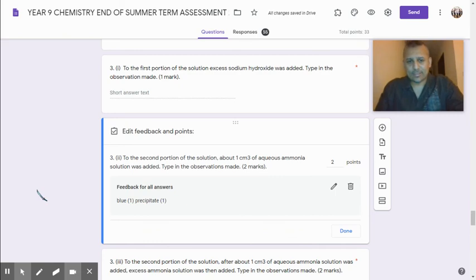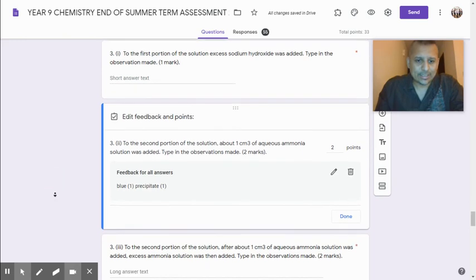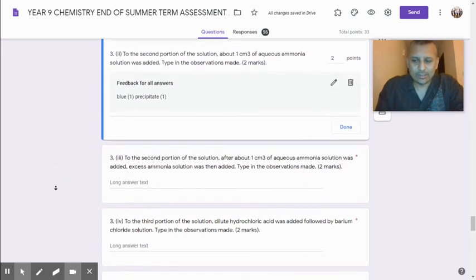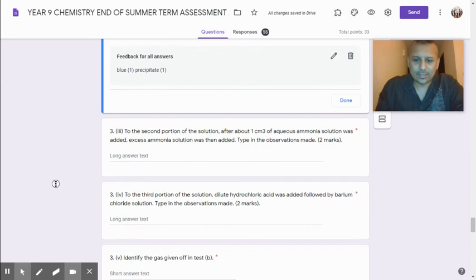In the next question, you add a small amount of aqueous ammonia solution, and the hydroxide ions that are naturally present in ammonium hydroxide, which is aqueous ammonia, would trigger off the blue precipitate again. But when you add excess ammonia, that then redissolves because you've actually got a slightly complex ion that forms. You have the ammonia actually binding with the copper. Now, the good news is that you don't need to worry about the formulas of that. You just need to worry about the observations.